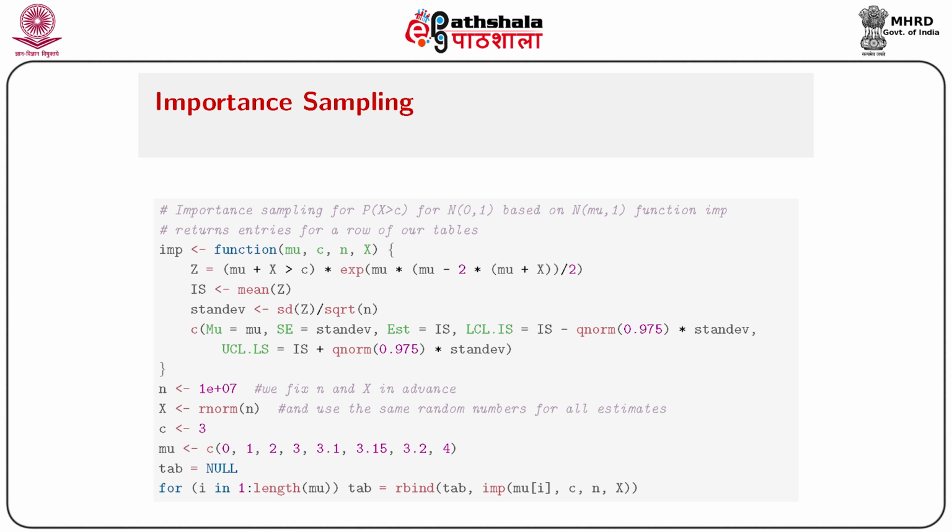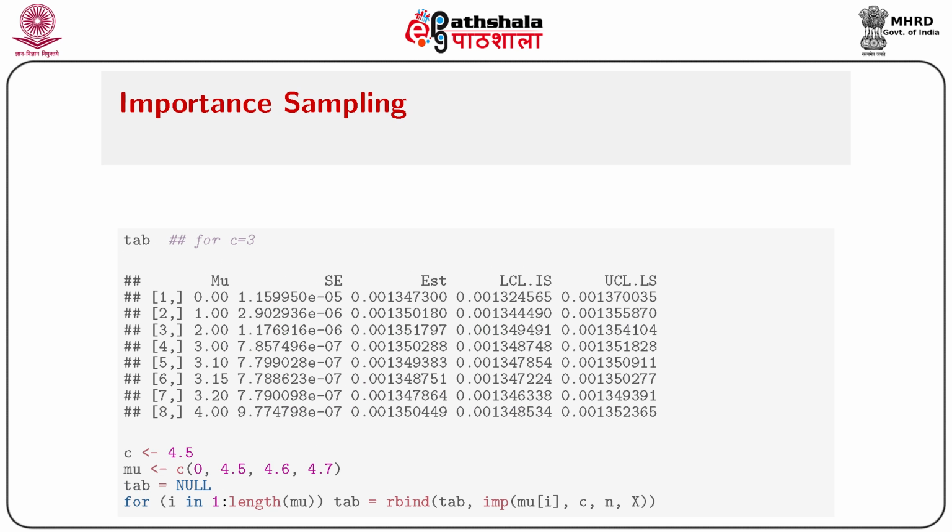So that's the way the function has been developed. Now let n equal 10 to the power 7 and x be rnorm(n). So x is generated from the standard normal distribution, and c equals 3, and mu is assumed to be 0, 1, 2, 3, 3.1, 3.15, 3.2 and 4. Tab equals NULL. Now we use this function for i equals 1 to length of mu, tab equals rbind(tab, call the importance sampling with mu[i], then c, n and x), just using a for loop, and that will construct the table like this.